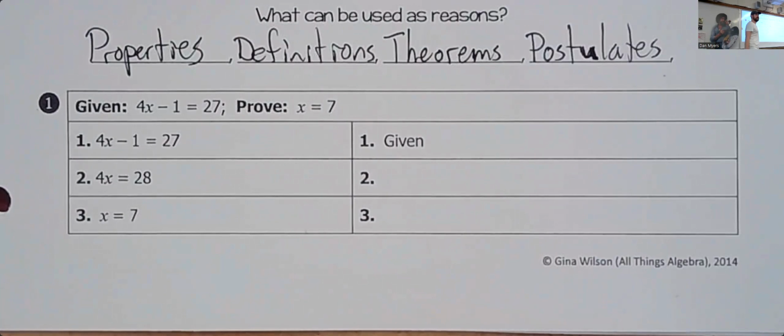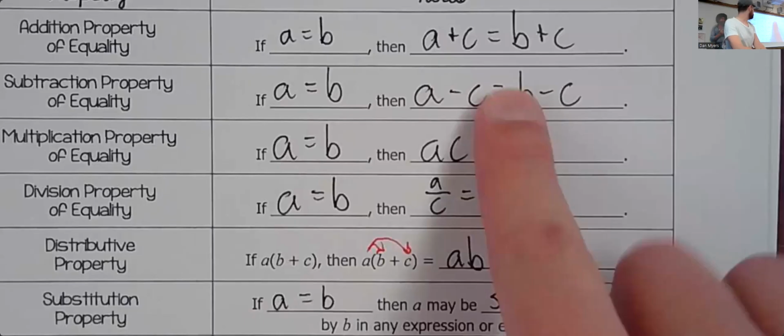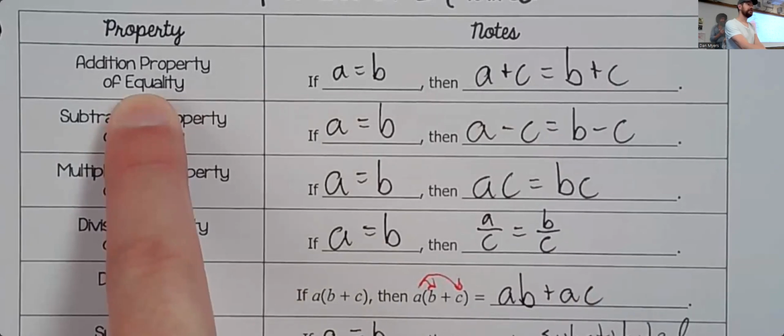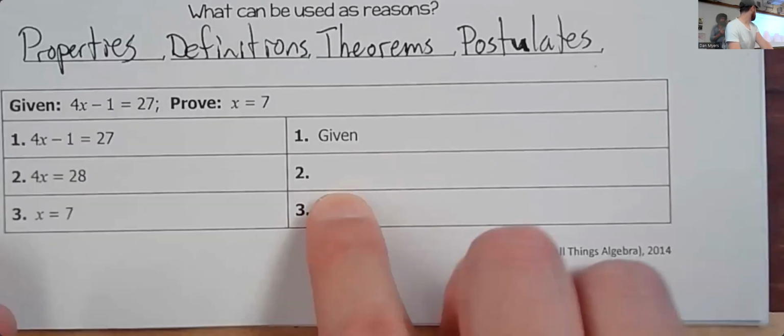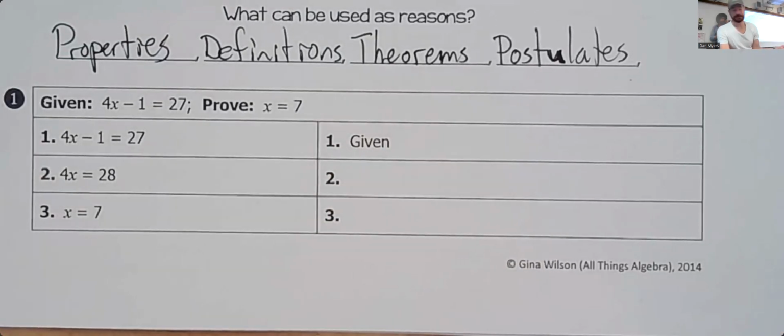Which property was that? Yeah. If we add the same thing to both sides, which is what happened here, 1 was added to both sides, that's the addition property of equality. So that's what we're going to write in for step number 2. I'll talk about step number 1 here in just a second. But this would be the addition property of equality.